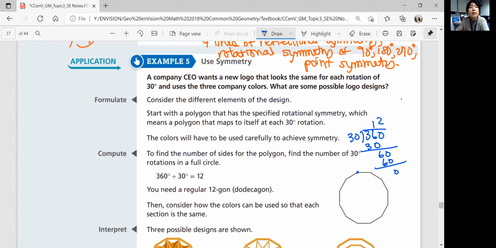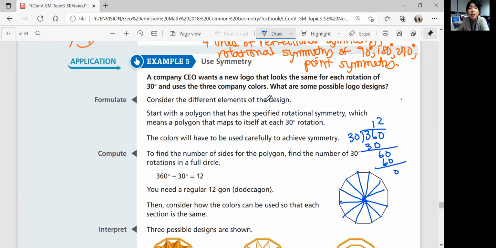So that means how many sides might you start with? Okay, these are all going to be 12. So that's going to be dodecagon, right? A polygon with 12 sides is called dodecagon, okay, or regular dodecagon.